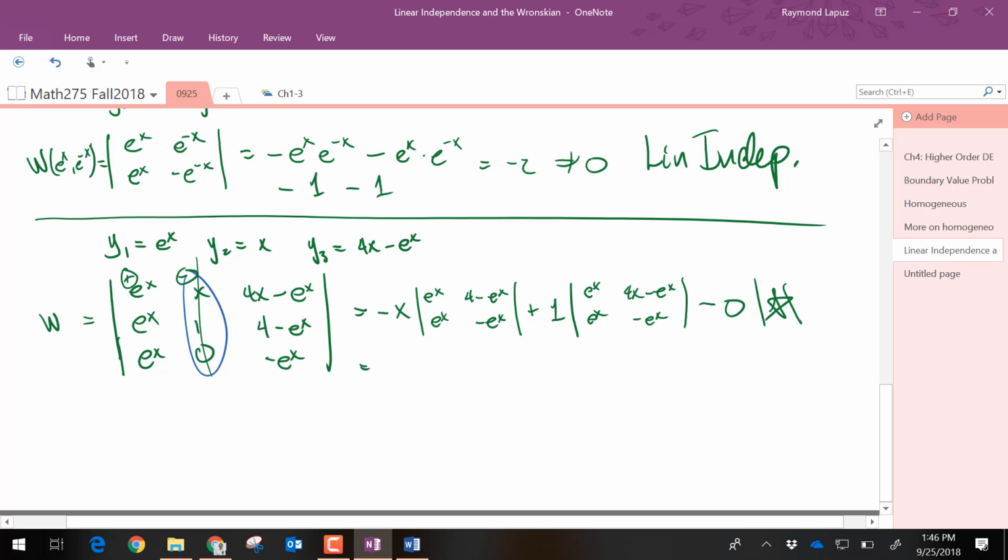What do we have now? Negative x, and then the determinant of a 2 by 2 matrix. So this is negative e to the 2x, e to the x times e to the x is e to the 2x, minus e to the x times 4 minus e to the x. Okay, that requires some attention. Plus 1 times negative e to the 2x minus e to the x, 4x minus e to the x.